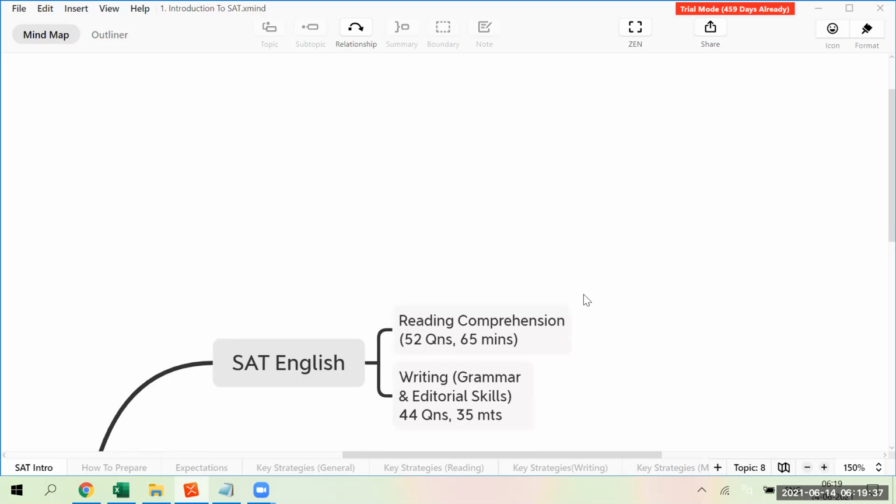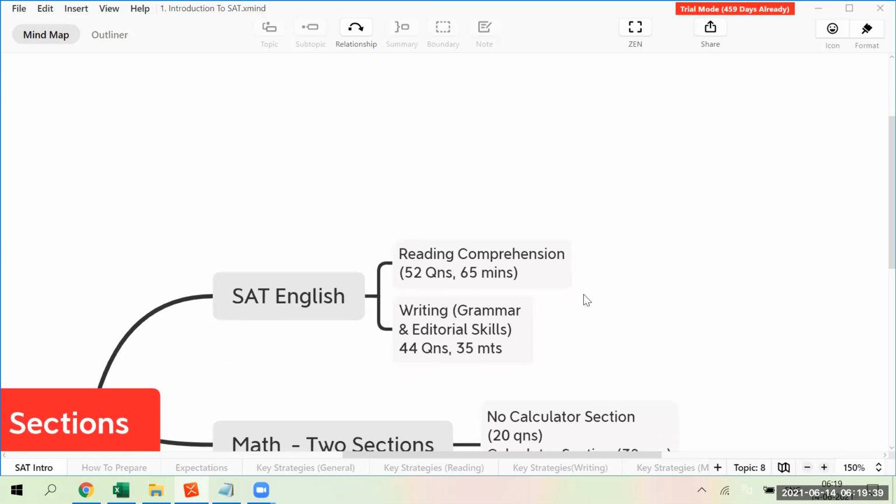So as far as the sections of SAT are concerned, the first section is the reading comprehension section, which has got 52 questions to be done in 65 minutes. And these questions are divided into 5 different types of passages. We'll see further what are the different types of passages. So the first section that you'll get is the reading comprehension section.